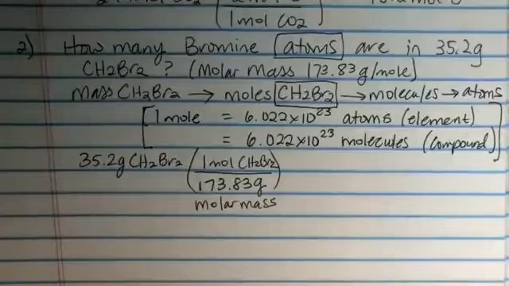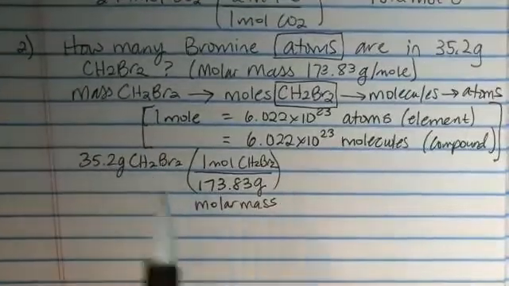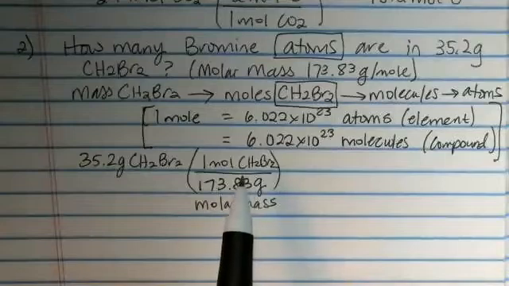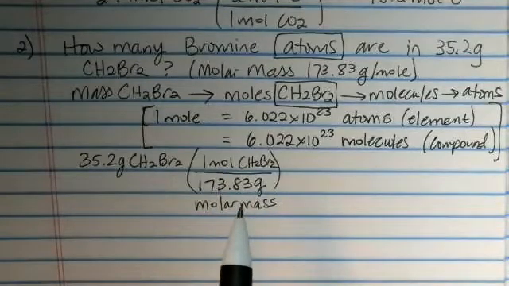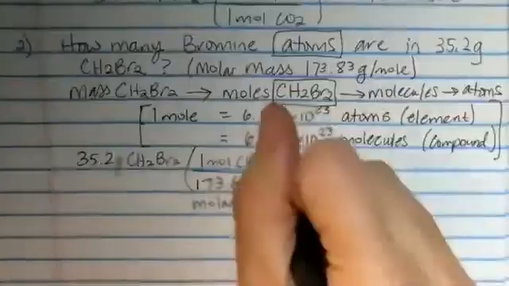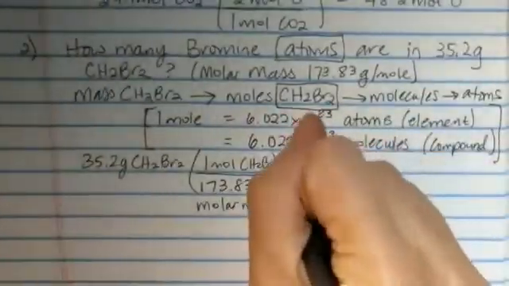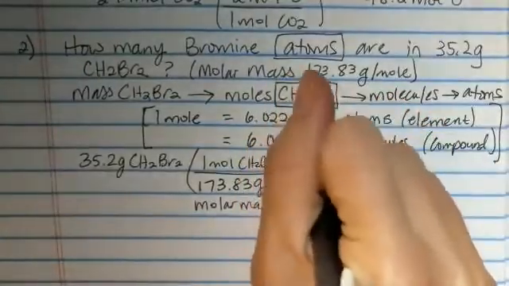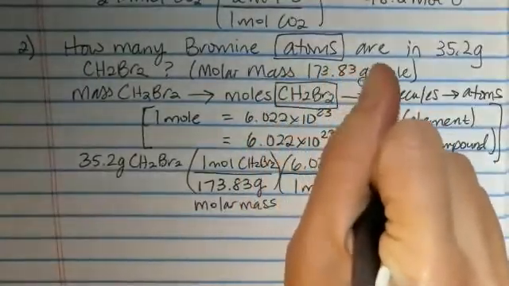What we did is we took a mass that we were given, divided it by the molar mass to figure out how many moles we have. Basically, we did a ratio. If I know a mole is 174 grams roughly, and I only have 35.2 grams, then I know I have less than a mole. That first conversion helps me understand how many moles we have. Now, the next conversion, 1 mole of CH2Br2, according to Avogadro's number, represents 6.022 times 10 to the 23rd.